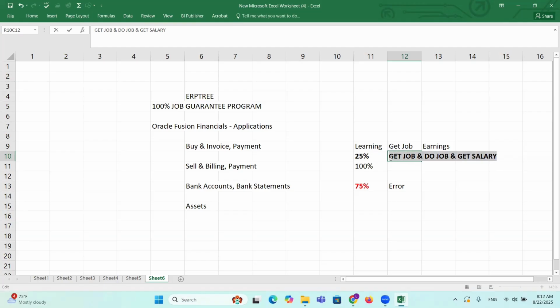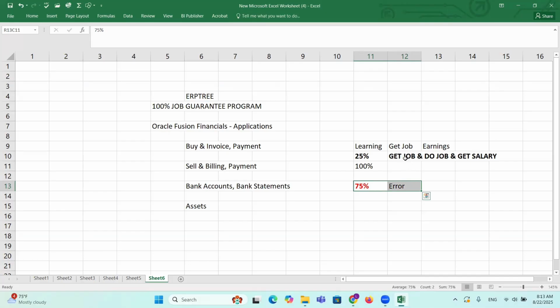So what we are discussing doesn't work. You get a job, the game will not end. The game will start. The game will end smoothly when you do the job. But 75% error is there in your job. Every day you struggle. Even if you get the salary, you will not feel happy if you get a job without any skill set.